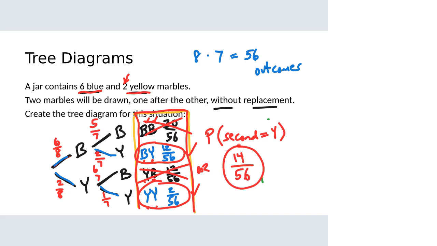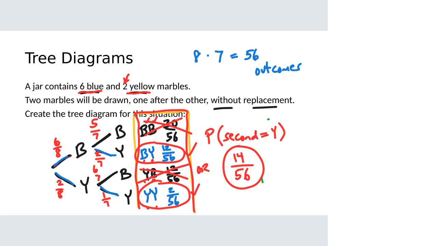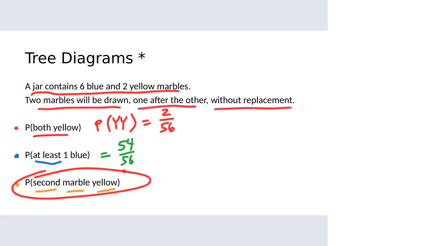And so the probability that the second one is yellow is 14 out of 56. The way you would go about answering that question from the beginning, because you might just get this right here. Excuse me. A jar contains 6 blue and 2 yellow. 2 marbles will be drawn, one after the other without replacement. Find the probability that the second marble is yellow.